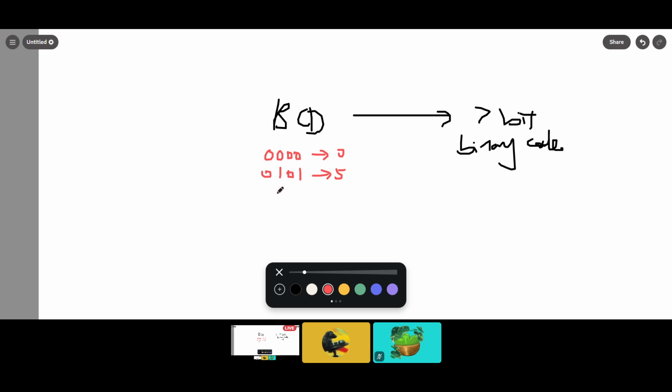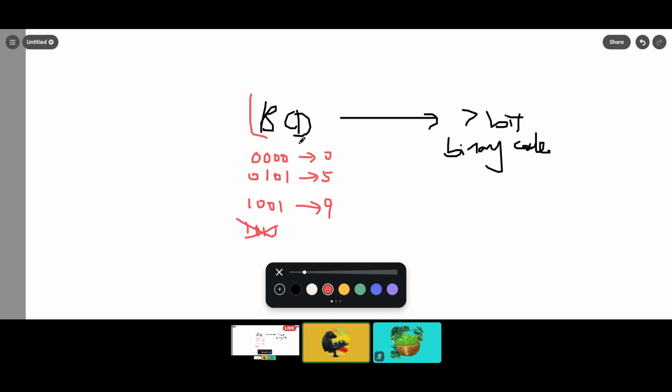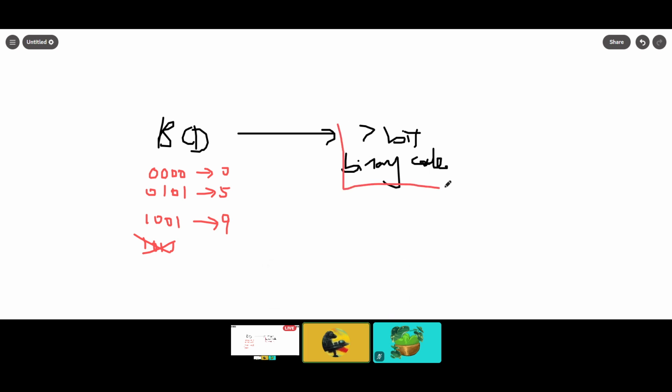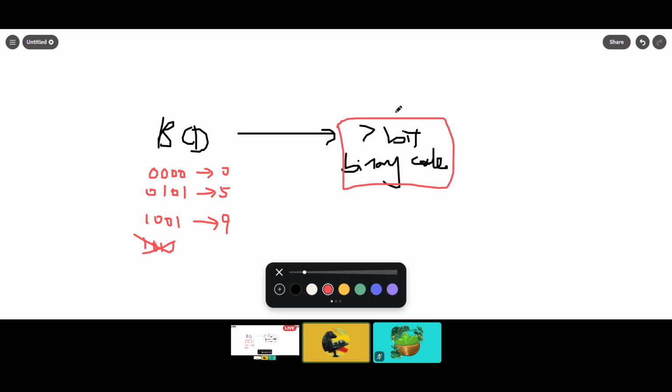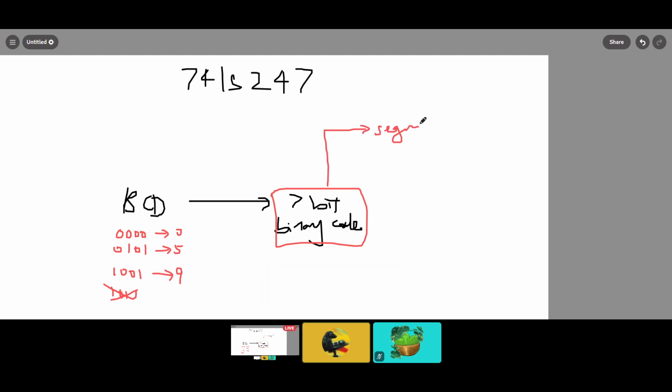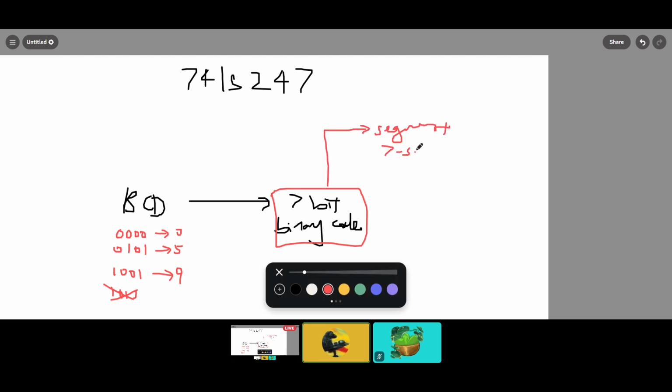So this is the limit, and this is invalid. So we're looking at one BCD number, and then we're going to convert it into a 7-bit binary code, or 7-bit binary number. And we're going to use this code to actually activate the segments of a 7-segment display.